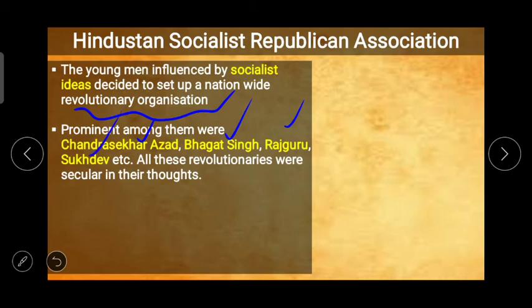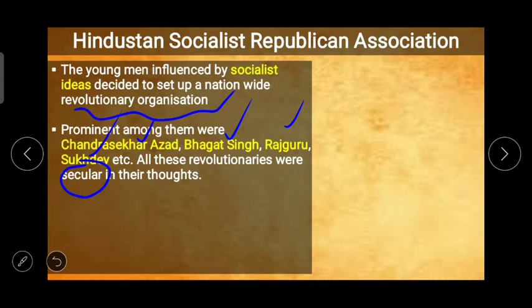All these revolutionaries were secular in their thoughts. Now here again, a very important thing: these words are there in the preamble of our constitution, secularity and justice, and not only justice but liberty, equality, fraternity. All these things are today also very important to build an equal society. So people who were there in the Hindustan Socialist Republican Association were secular in their thoughts.